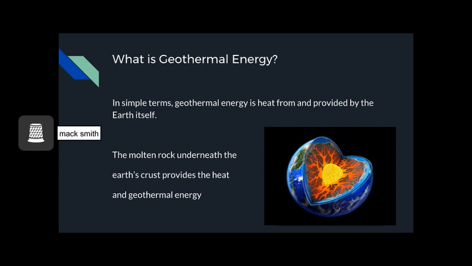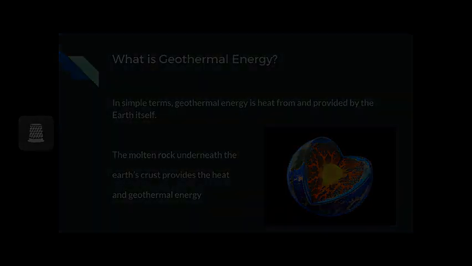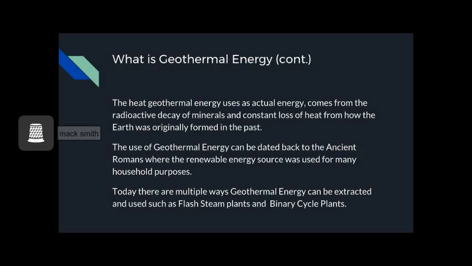What is geothermal energy? In simple terms, geothermal energy is heat from and provided by the Earth itself. The molten rock underneath the Earth's crust provides heat and geothermal energy. Continuing on, the heat geothermal energy uses as actual energy comes from the radioactive decay of minerals and constant loss of heat from how the Earth was originally formed in the past.